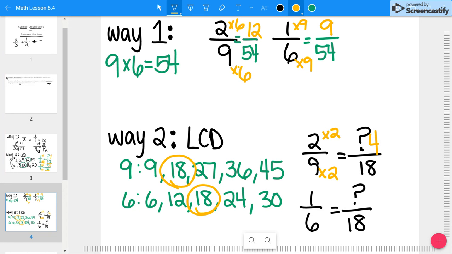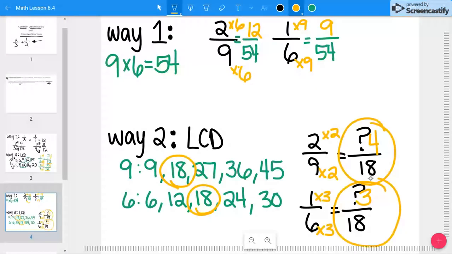So now let's look at 1/6. How did I go from 6 to 18? Well, I multiplied that by 3. So what I do to the bottom, I do the exact same thing to my numerator. So I'm doing 1 times 3, and that gives me 3. So now if I were to add or subtract whatever the problem was calling for, I would use 4/18 and I would use 3/18 because those are my equivalent fractions that have a common denominator. And remember, you can't do anything with fractions until you have a common denominator.